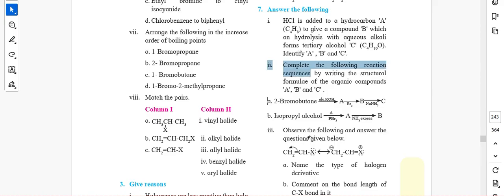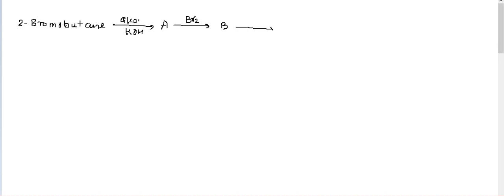Now the second question is, complete the following reaction sequences by writing the structural formula of organic compounds A, B and C. So we have to solve this. 2-bromobutane when treated with alcoholic KOH, we get A, which is again treated with Br2, we get B, and which is then treated with NaNH2 (sodamide), we get C. So let's try to solve this. I'll write 2-bromobutane here for you.